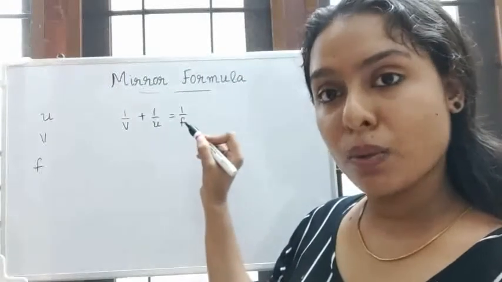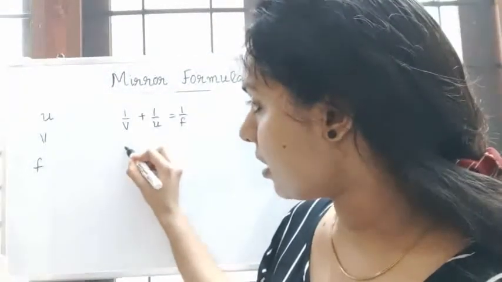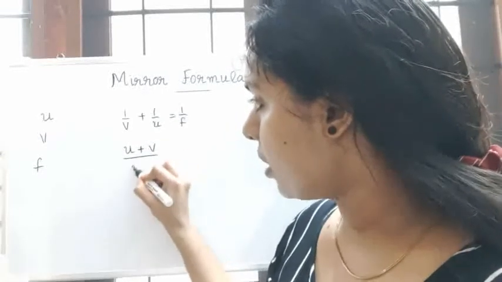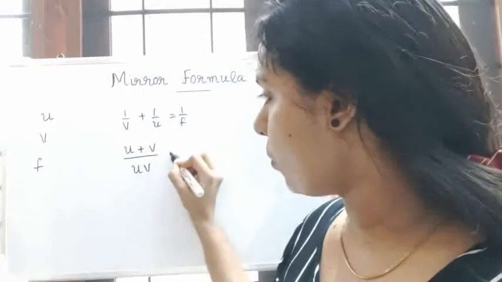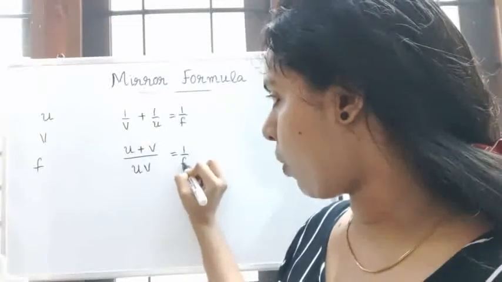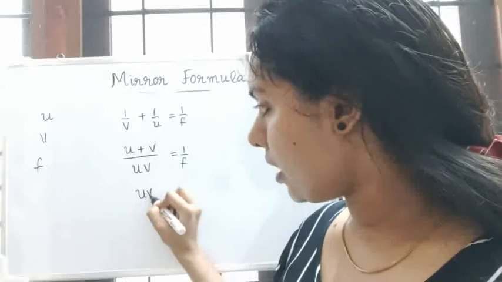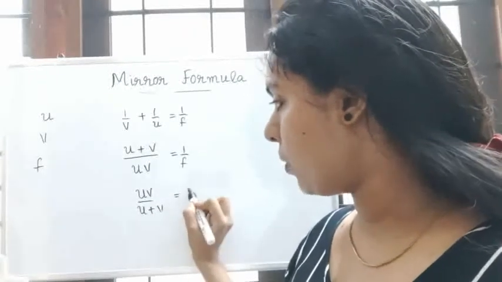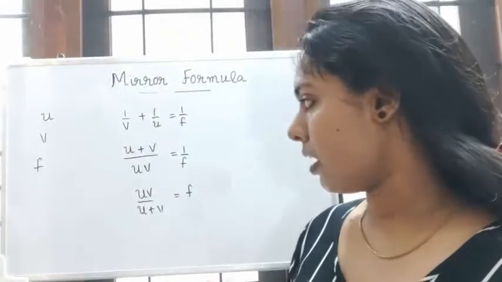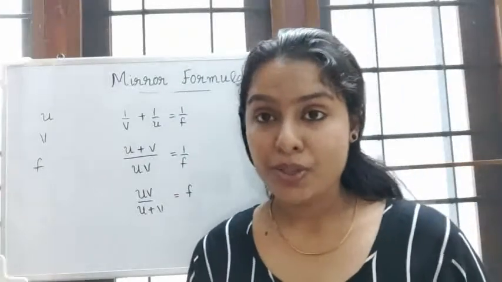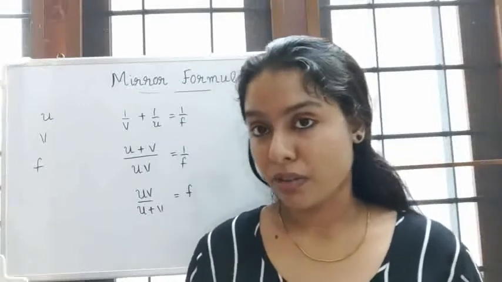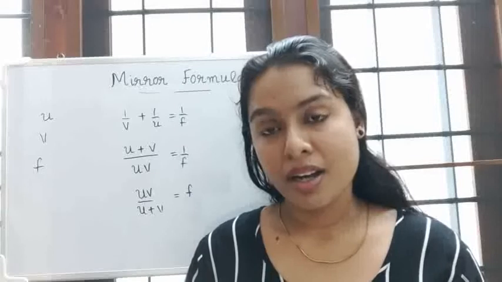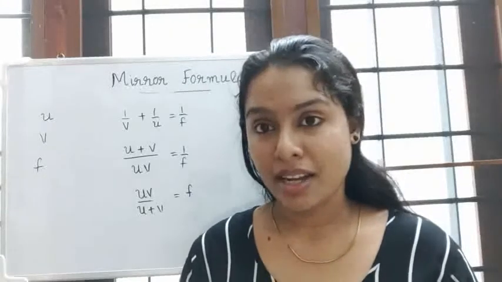And this can also be written, cross multiplying, we get u plus v divided by uv is equal to 1 by f, or uv divided by u plus v is equal to f. And while substituting the numerical values of u, v, f and r in the mirror formula, we must use the Cartesian sign conventions.